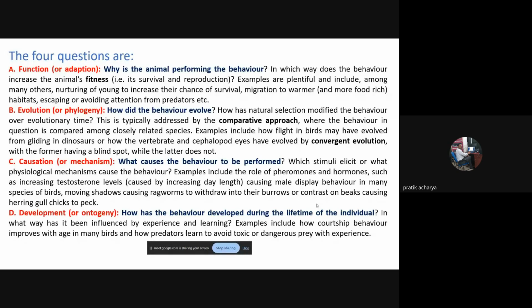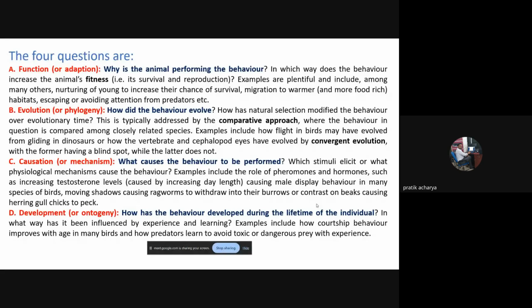The third discussion point is the cause. Why does the organism behave, or what caused the behavior to be performed? Which stimuli elicit, or what physiological mechanism causes the behavior? When we are talking about different types of hormones, when we get certain external stimuli, why are we performing certain behavior? What is the cause?